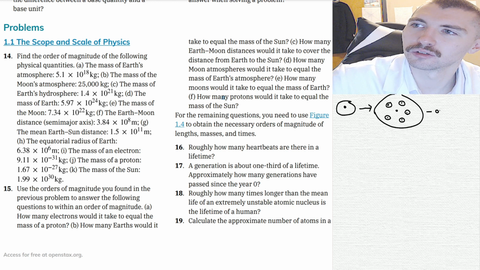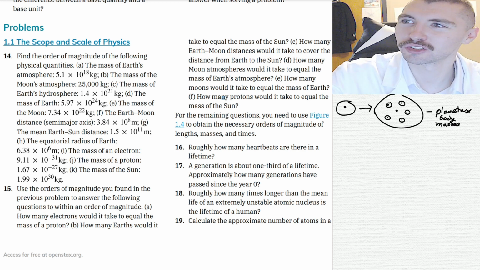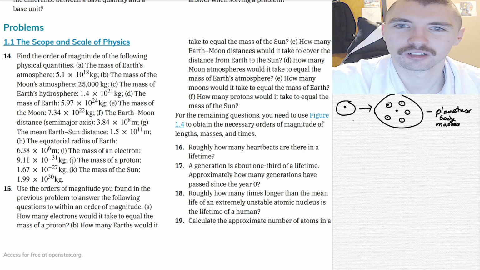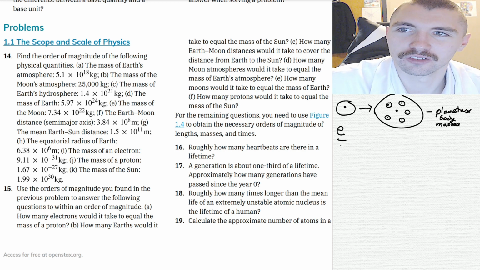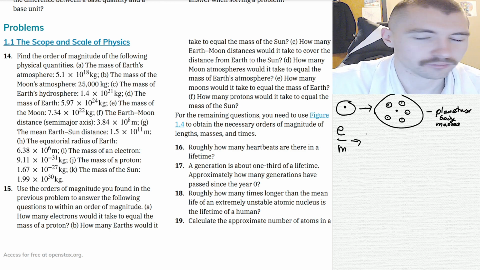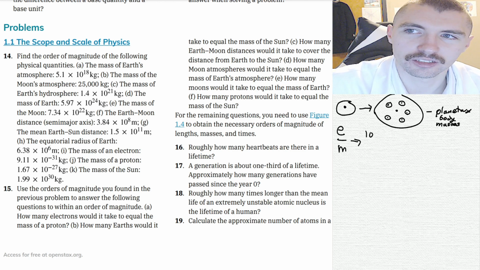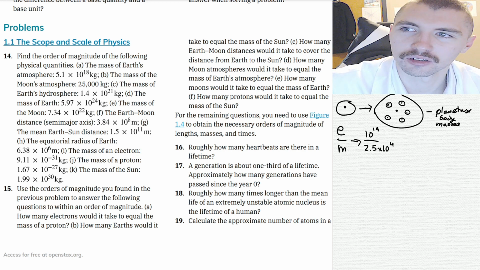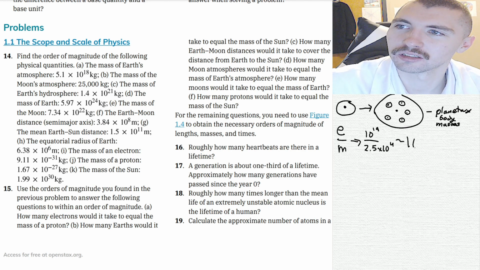And obviously, we would subtract the planetary body. So this is a picture illustrated, but in the illustration, you need to know that we're removing the planetary body masses. All right, so what is our given moon atmosphere? We're taking Earth divided by the moon's. So we're taking Earth atmosphere, 10 to the 19, divided by 2.5 times 10 to the 4. So it is approximately 10 to the 15.